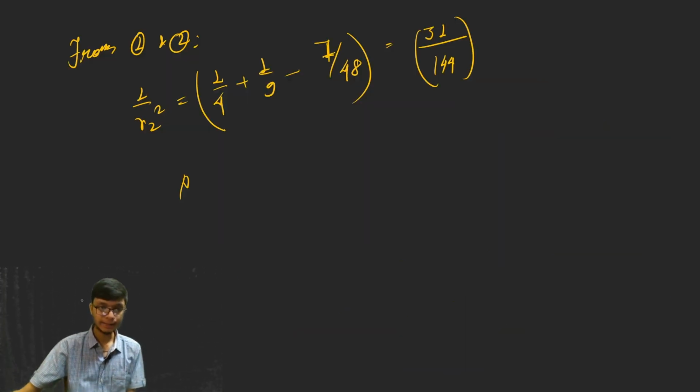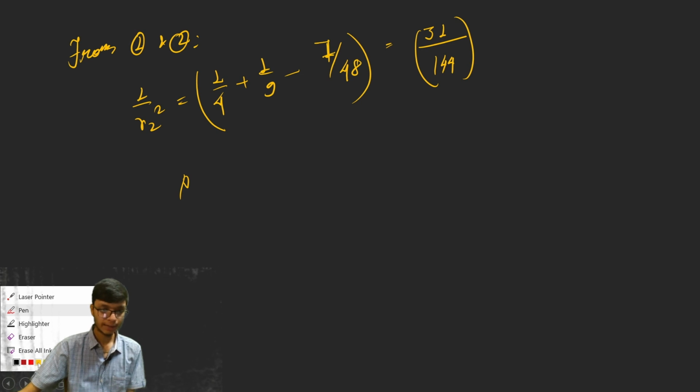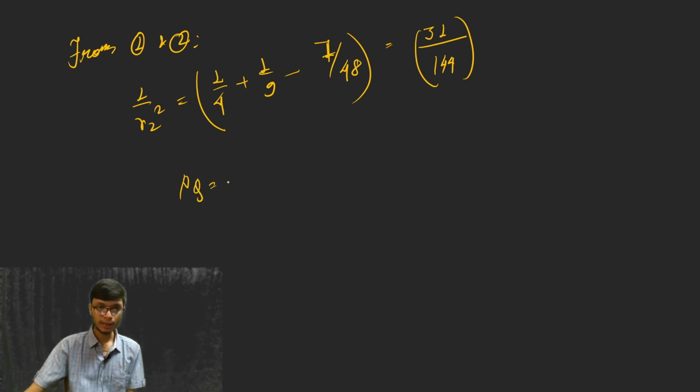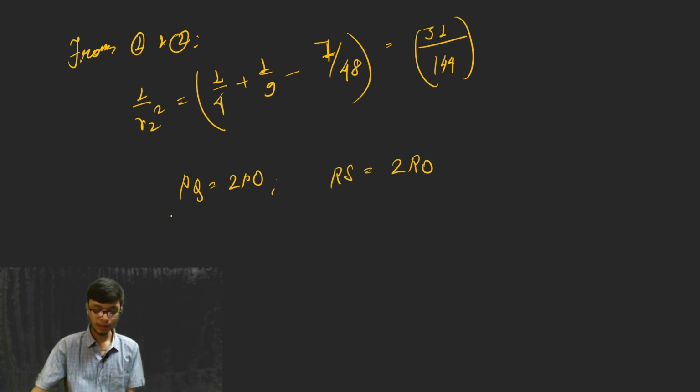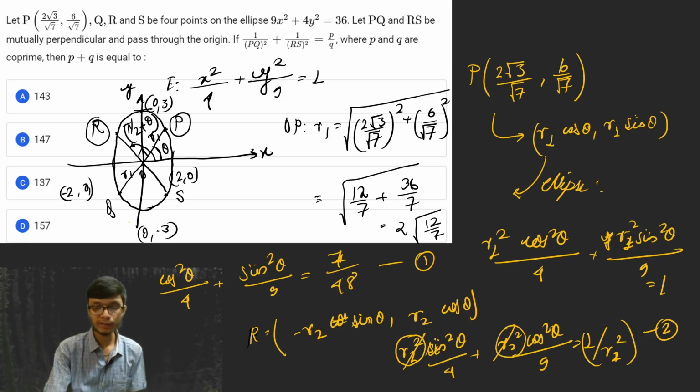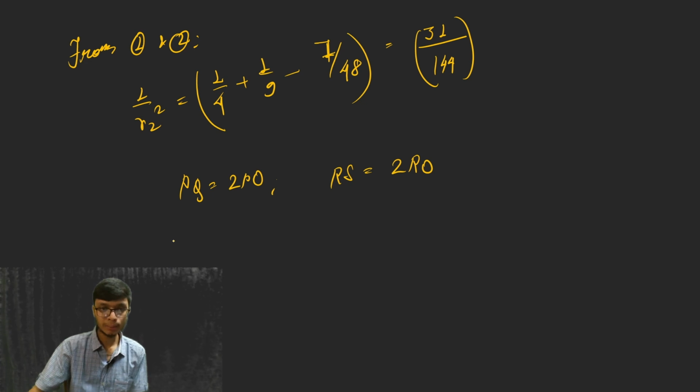That means I can write the distance PQ as 2 times PO, and I can write the distance RS as 2 times RO. Okay, now what I have to find is the value of 1 by PQ square plus 1 by RS square, and that will be basically equal to 1 by (2 times R1) whole square plus 1 by (2 times R2) whole square.